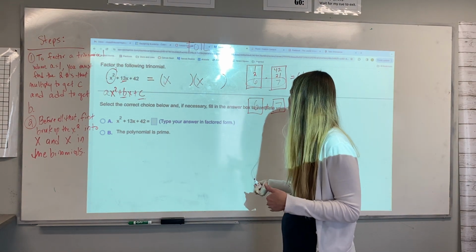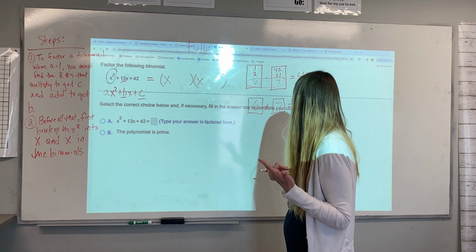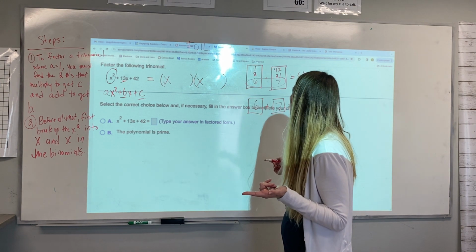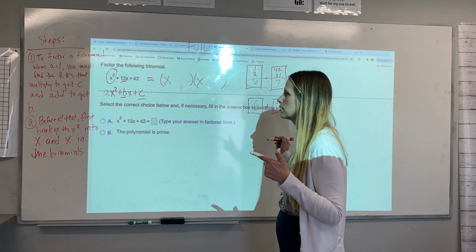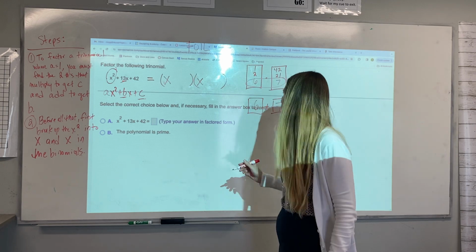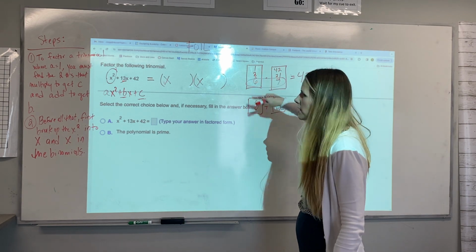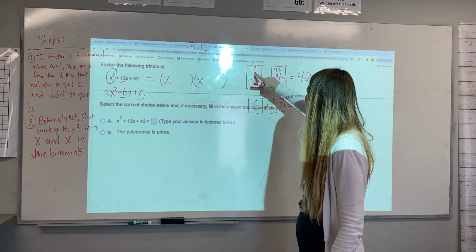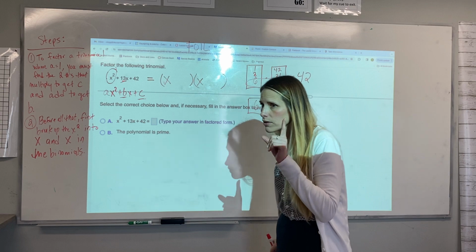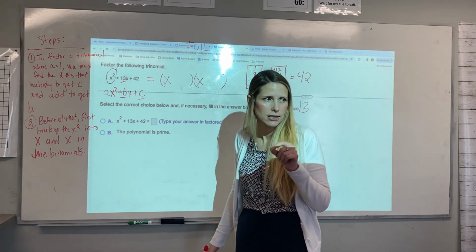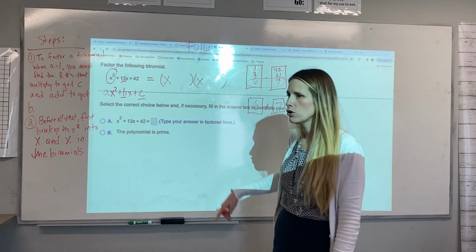42 has lots of factors. 1 and 42, 2 and 21, 6 and 7, 3 and 14. Out of these pairs, 1 and 42, 2 and 21, 3 and 14, 6 and 7, only one of those pairs can be the correct pair to use in our binomials.